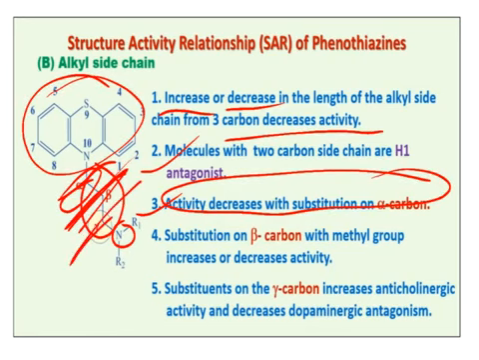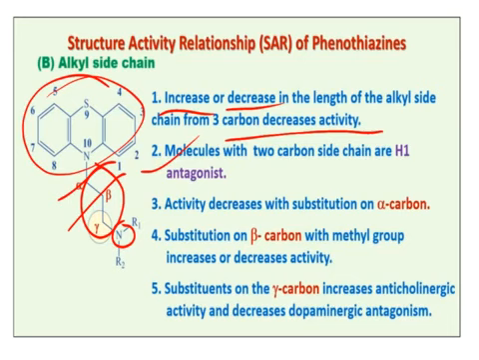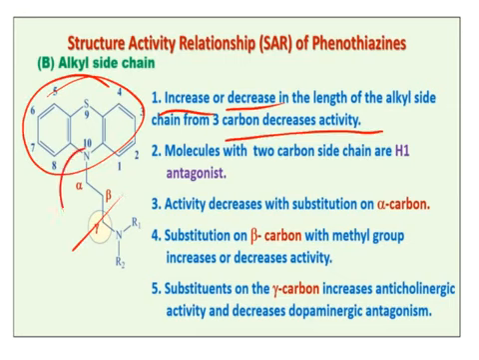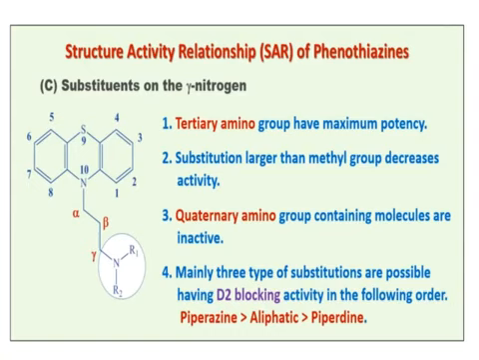Then on the gamma position, any substitution on the gamma position, so this is the gamma position, it will increase the anticholinergic activity and decrease the anti-dopaminergic activity. So if the side chain has only 2 carbons, you get antihistaminic activity. If there is a substitution on the gamma of the side chain, you get anticholinergic activity. So the side chain must have 3 carbon atoms as well as be unsubstituted for the optimum activity. So that is the alkyl side chain.